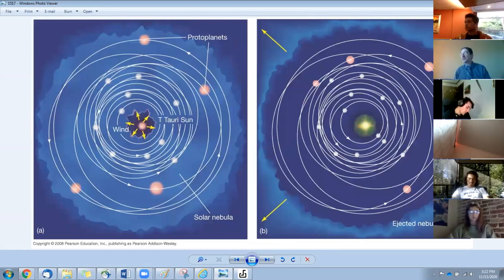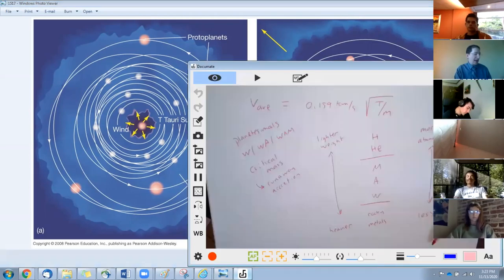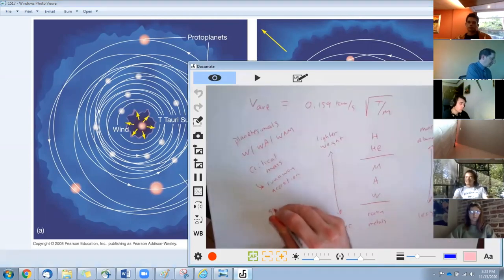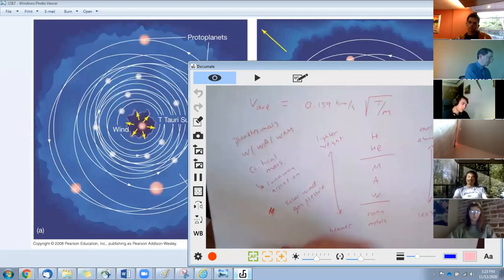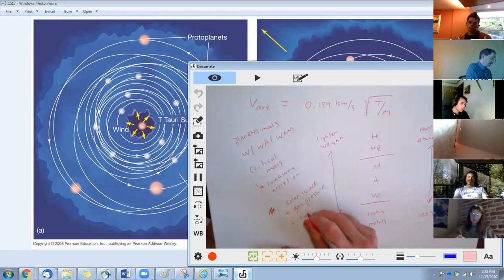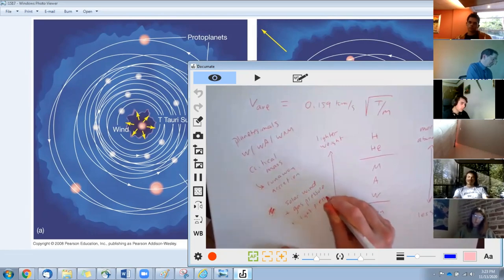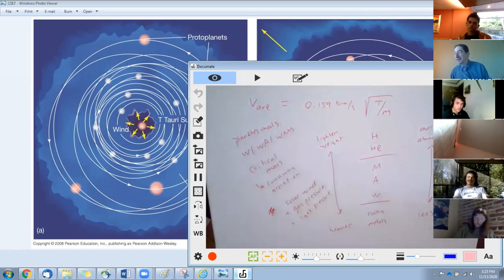Anyway, this continues until, as I said before, the sun turns on, starts burning, nuclear fusion of hydrogen into helium. And once that happens, the solar wind begins. That's gas flowing off the sun, causing a gas pressure. You also have light pressure. The sun's producing light, and you don't think about it.